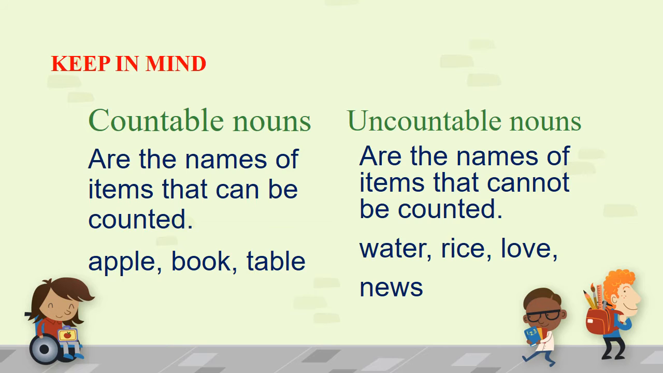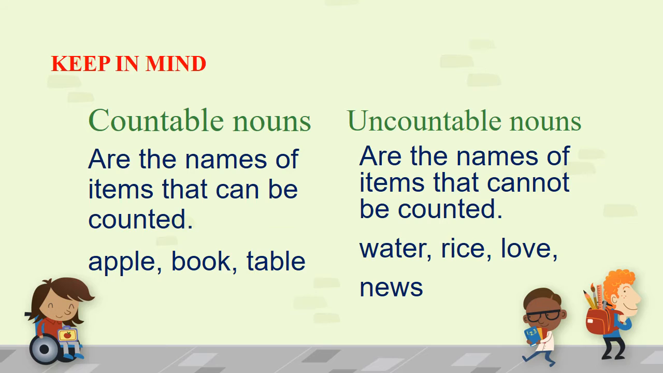Now, what are countable nouns and uncountable nouns? Countable nouns are the names of items that can be counted. Something which you can count. For example, apple, book, table. And uncountable nouns are items that you cannot count. For example, water, rice, sugar, oil, love, news.